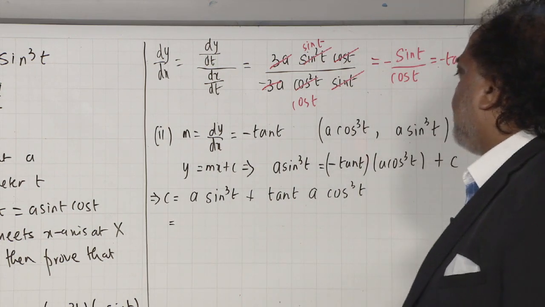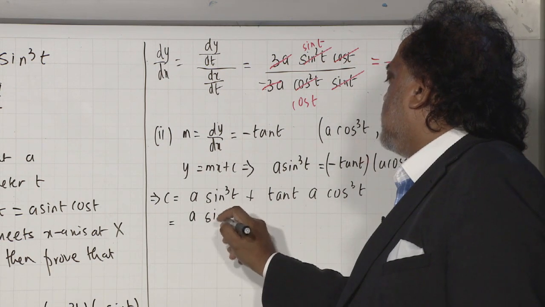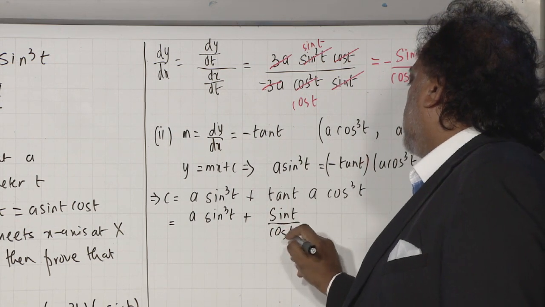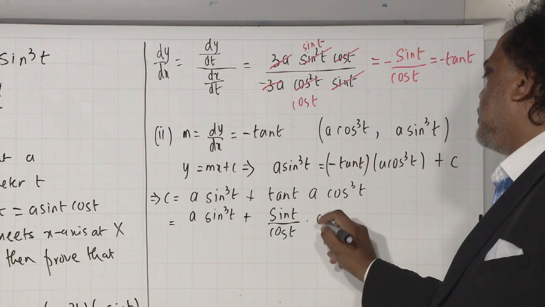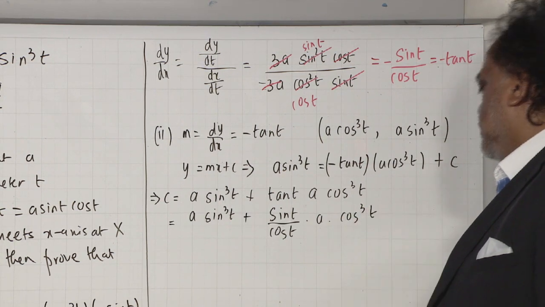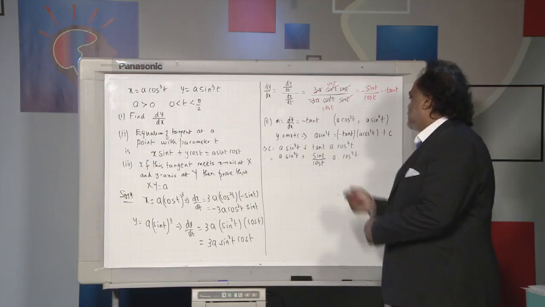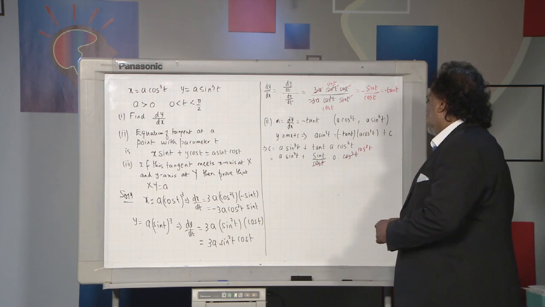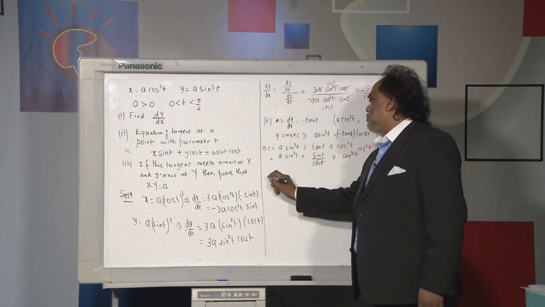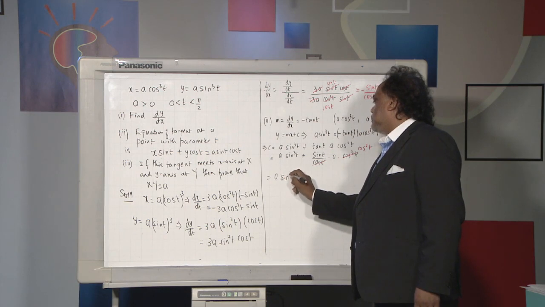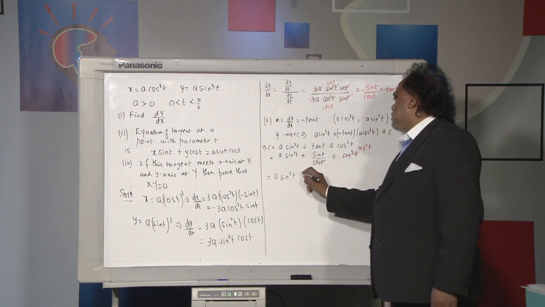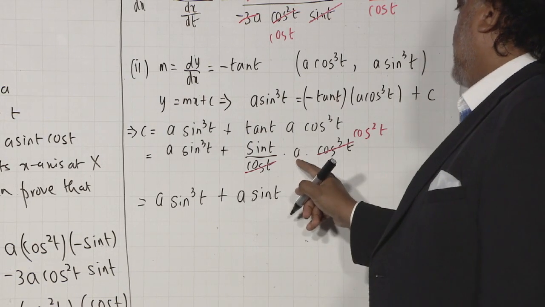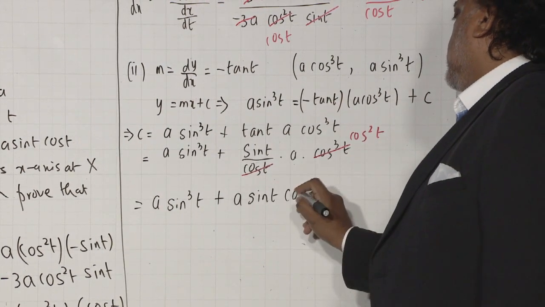So here we have a sine cube t. Tan t is sine t over cos t, cos cube t. Obviously here we have cos, which cancels, leaving here cos square t. So I have a sine cube t plus a sine t over cos square t.